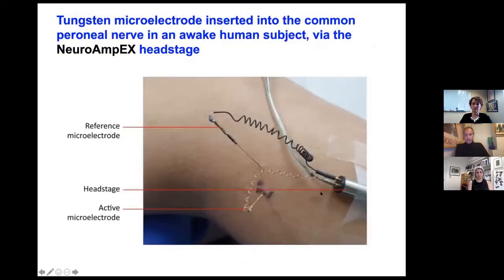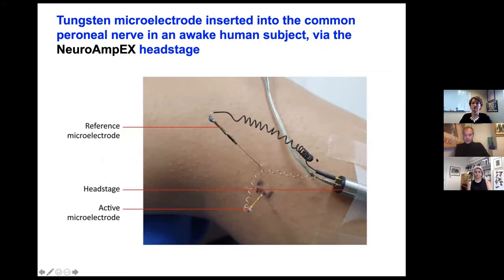This is how it looks. We have the head stage. This is a participant's knee. We have an active microelectrode inserted into the common peroneal nerve, also known as the fibular nerve. We've just marked the course of this nerve with a marker here on the skin. We give weak electrical pulses through a surface probe, and if we're over the nerve, we get muscle twitches of the foot. We get radiating pins and needles if we're activating cutaneous axons.